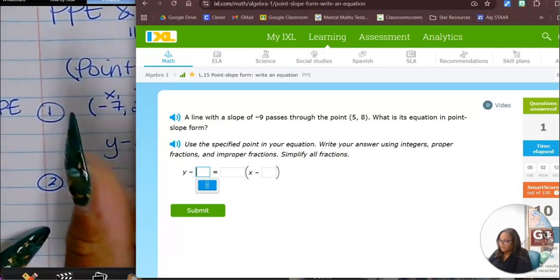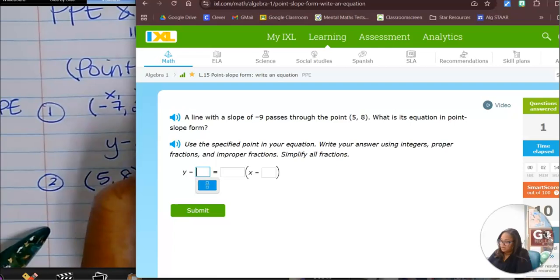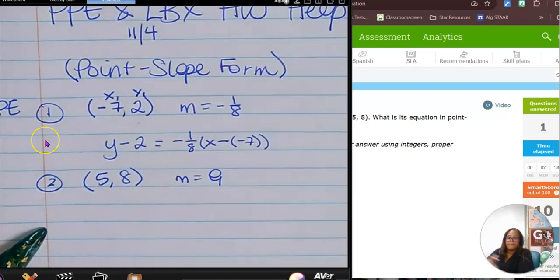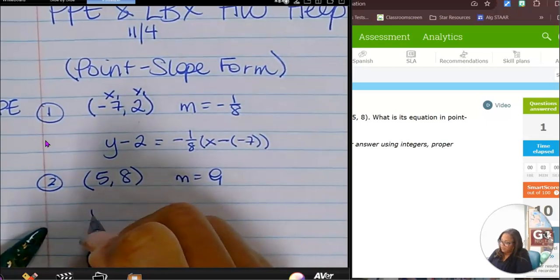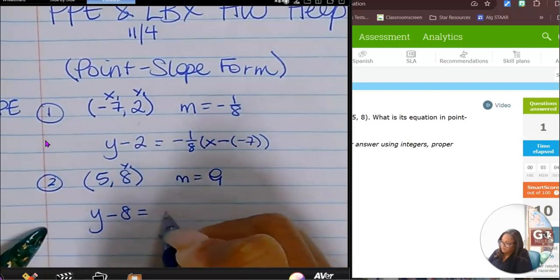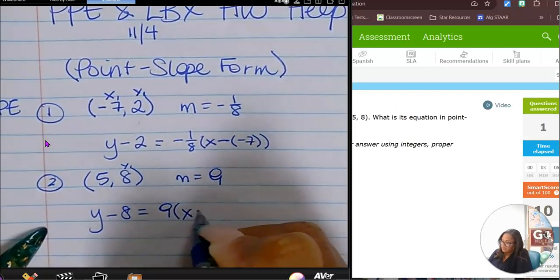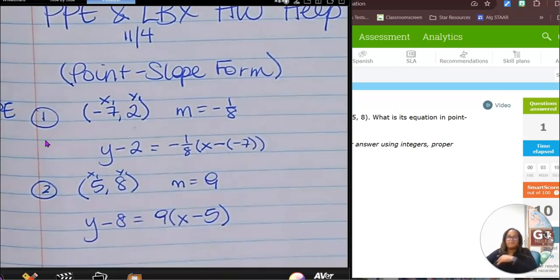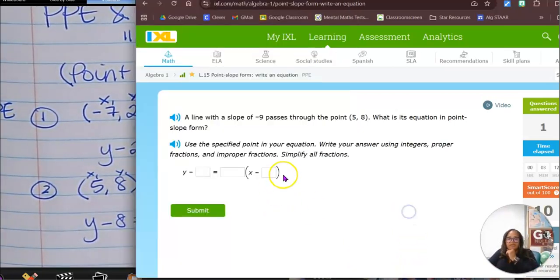All right, so my slope is 9, and my point is 5, 8. Slope is 9. So I'm going to say y minus my y1 equals 9 times the quantity of x minus my x sub 1, 5. Alright, we're just plugging it in.